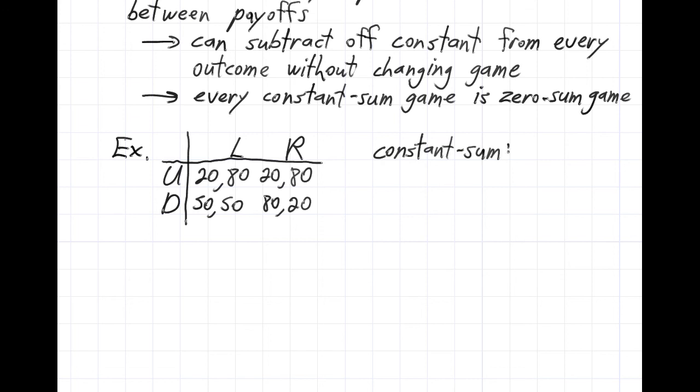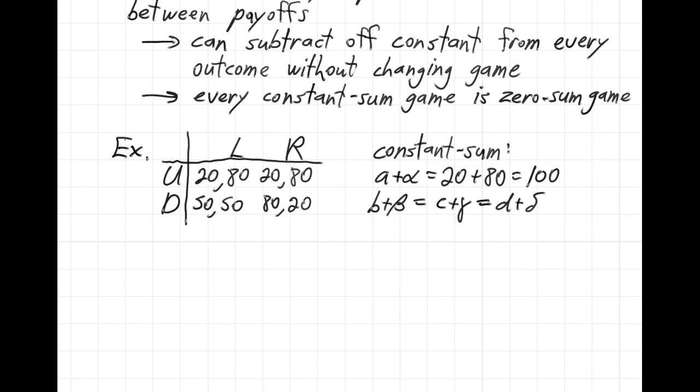If we add up the top left box payoffs, A plus alpha, those are 20 and 80 respectively, and they add up to 100. And if you add up all the other boxes, B plus beta is 20 plus 80, C plus gamma is 50 plus 50, and D plus delta is 80 plus 20. They are also all 100. And since all the boxes add up to 100, this is a constant sum game.